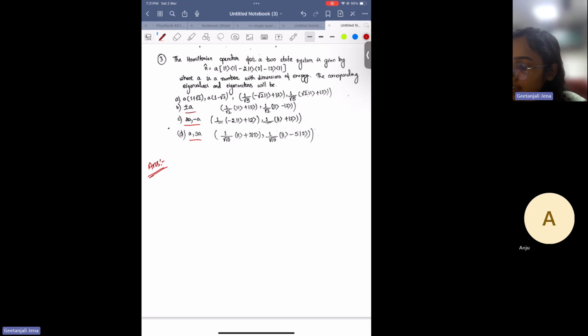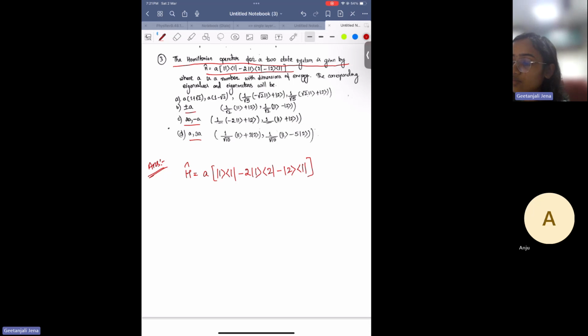So let's see our problem. It is given that the Hamiltonian operator for a two-state system is given by this. The Hamiltonian is given by A times |1><1| - 2|1><2| and then |2><1|.